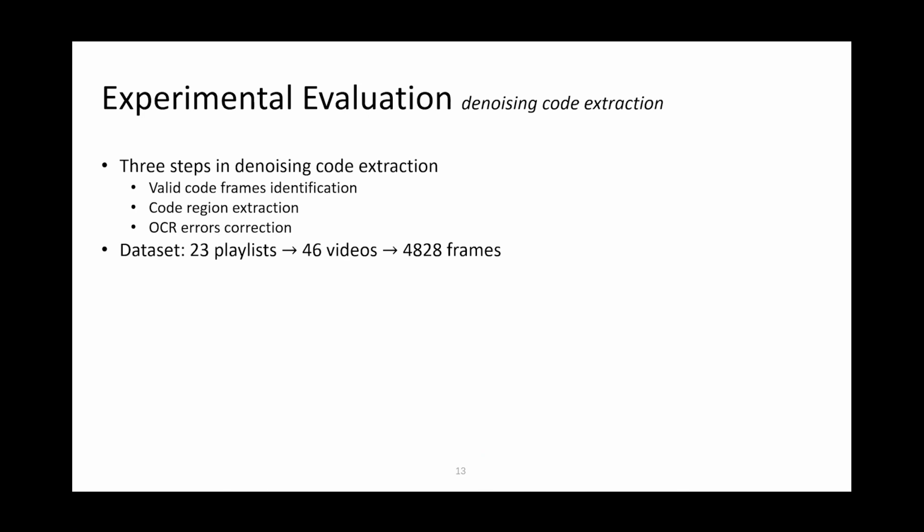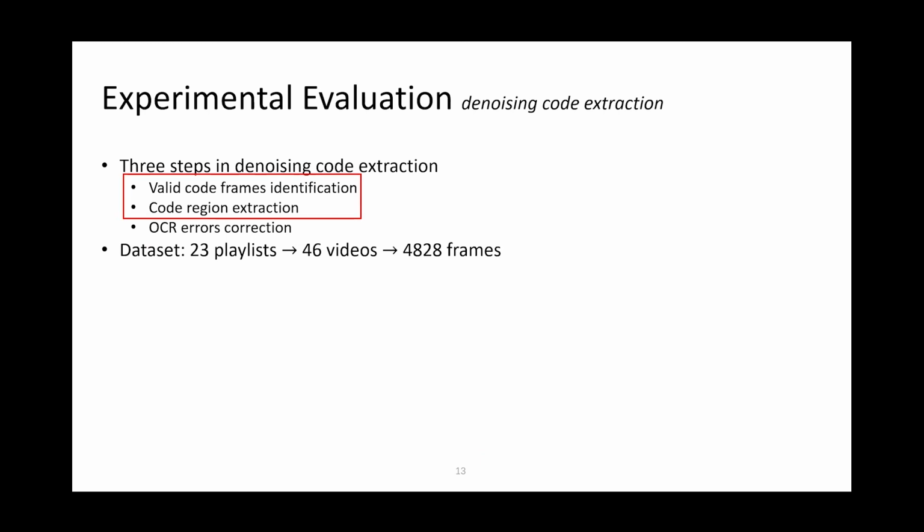First, we evaluate the effectiveness of 3 main steps in denoising code extraction, which are valid code frames identification, code region extraction, and OCR errors correction. To build the testing dataset, we collect 23 most popular playlists for Java tutorial from YouTube, and then randomly sample 2 videos from each playlist, which gives us 46 programming tutorials. Finally, there were 4,828 frames involved in the testing.